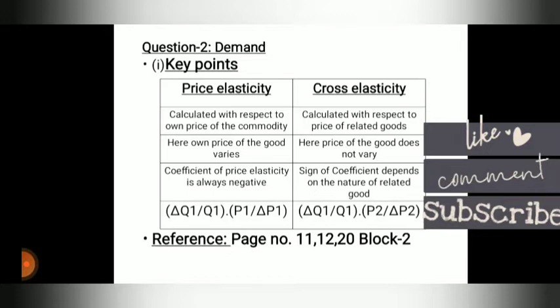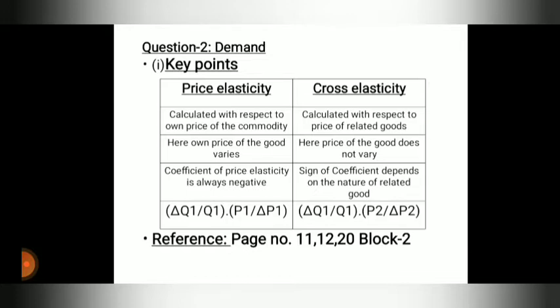Then we are coming to the second question, which is related to demand. The first part of the question asks us to differentiate between price elasticity of demand and cross elasticity of demand. As you always prefer, I have given it in tabular format, which is better to express the answer. So in price elasticity, it is calculated with reference to the own price of the commodity. However, cross elasticity is calculated with respect to the price of related goods, may it be substitute or complementary goods.